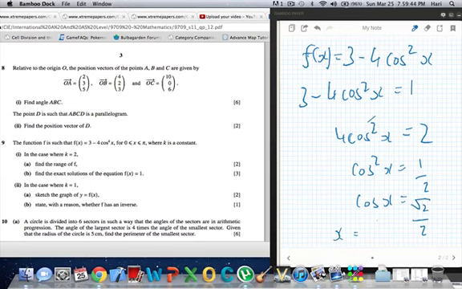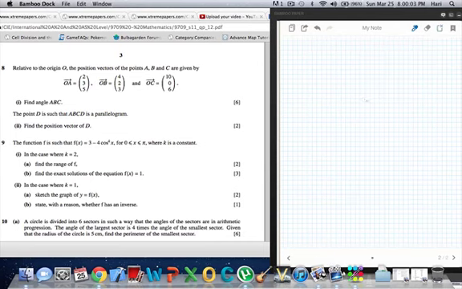So x is just cos inverse of this. And we know that our x will equal 45 degrees. Now, that's the answer to 9.1 part B. I'll just clear this page again.